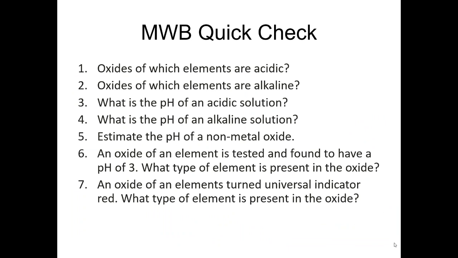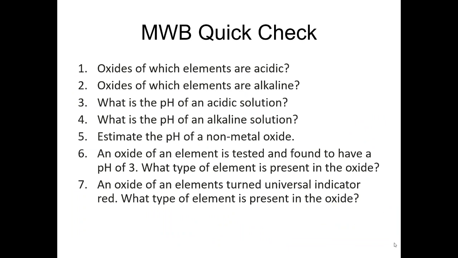Okay, welcome back. So, oxides of which elements are acidic? So that's non-metal oxides. Oxides of which elements are alkaline? That would be the metal oxides. What is the pH of an acidic solution? So anything below 7 is acidic. And what is the pH of an alkaline solution? Everything higher than 7. So somewhere between 7 and 14 for alkaline, between 0 and 7 for acid.